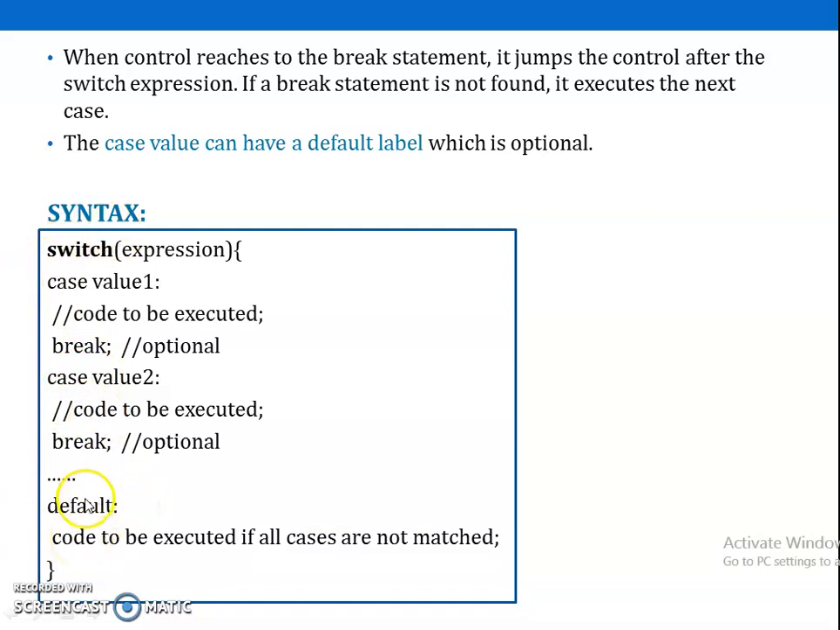The switch can have a default label. Every switch statement may have a default value. If the user expression was not matched with these case values, the default part will get executed. This is the code to be executed if no cases are matched. So this default will get executed if there is no match with any of the cases. This will be the syntax of the switch statement.